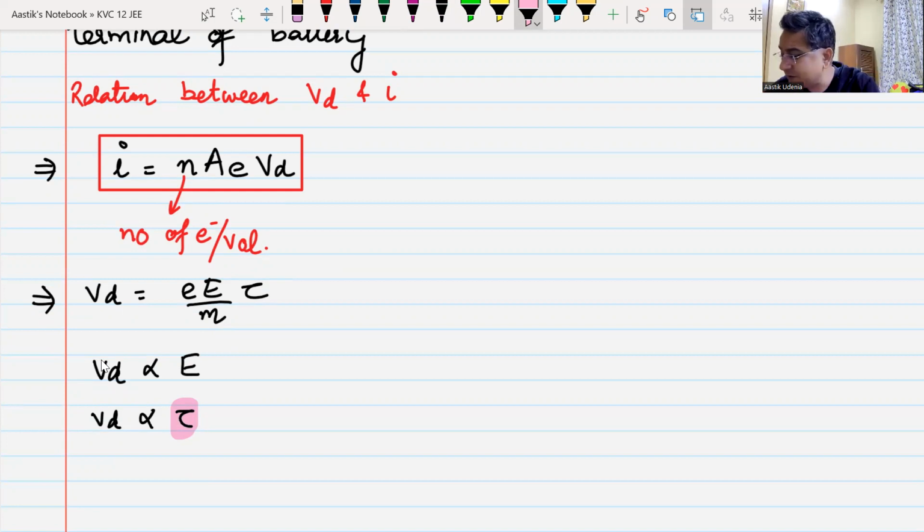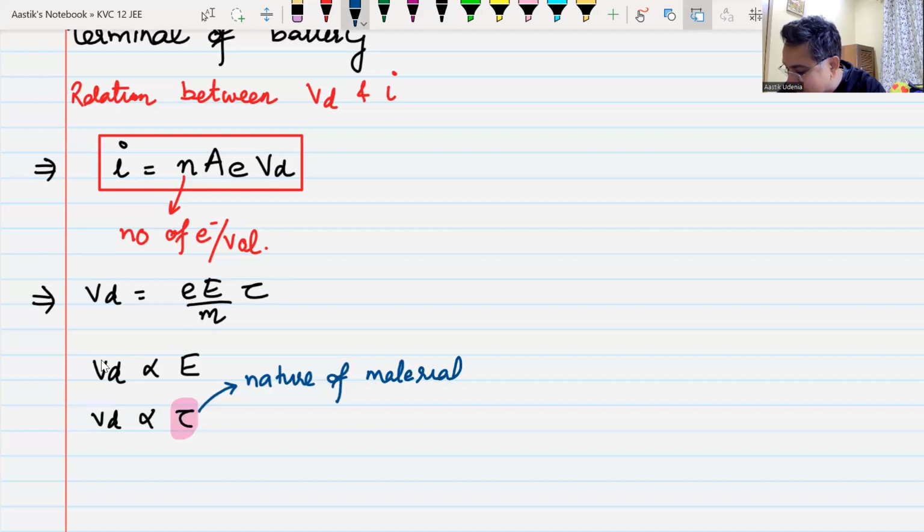On what two factors will it depend? It will depend on the nature of material. Because if you have a very good conductor, it will have a large number of electrons. If there are a large number of electrons, there will be a large number of collisions, and therefore the time between collisions will vary in different scenarios. Yes or no?